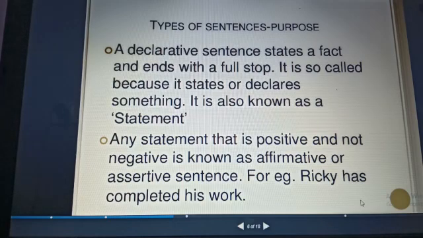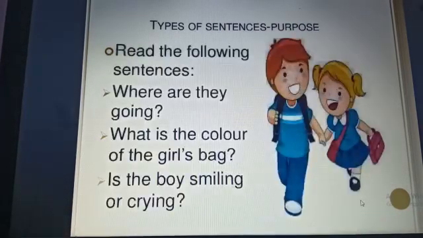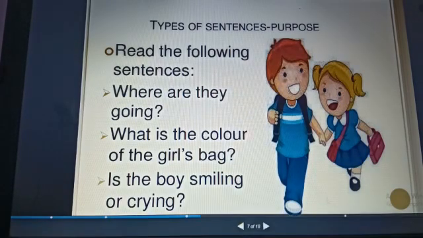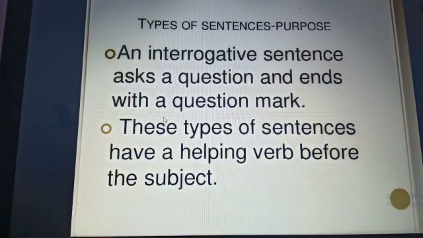Let's move on to the next category of sentences. Read the following sentences. Where are they going? What is the color of the girl's bag? Is the boy smiling or crying? So now tell me what type of sentences these are. Well, these sentences begin with a WH word or a helping verb and they end with an interrogative sign. So these are interrogative sentences.